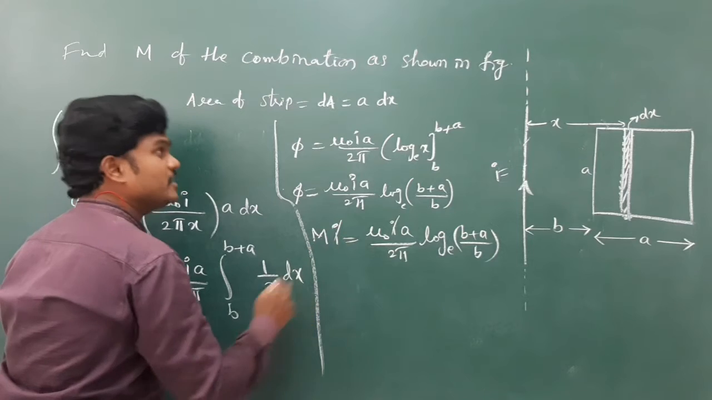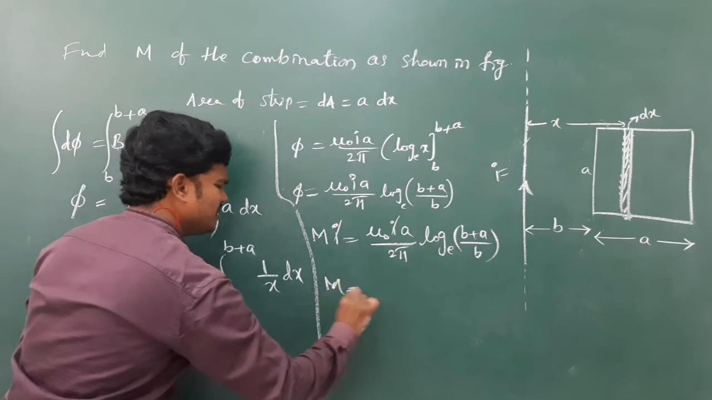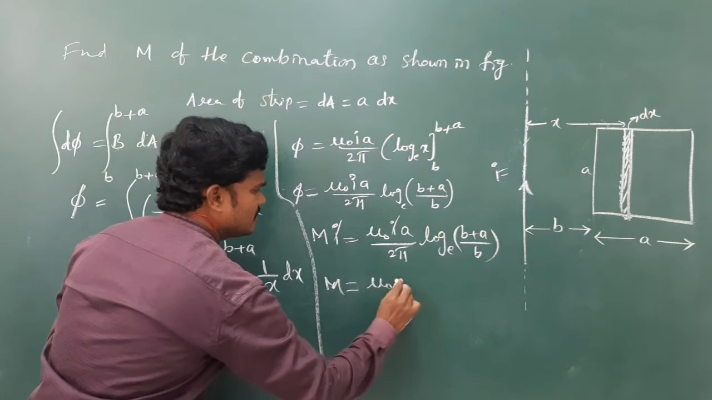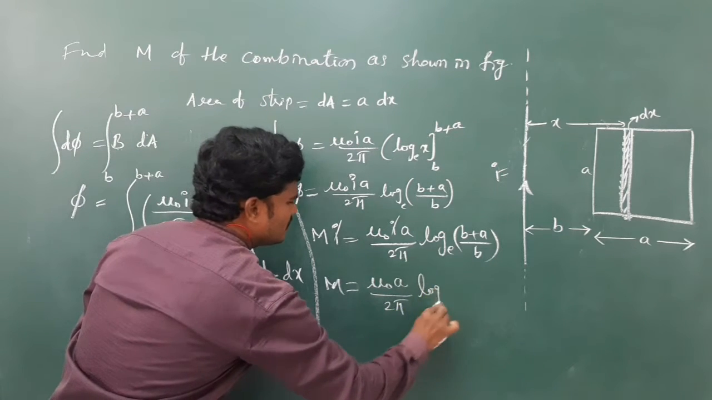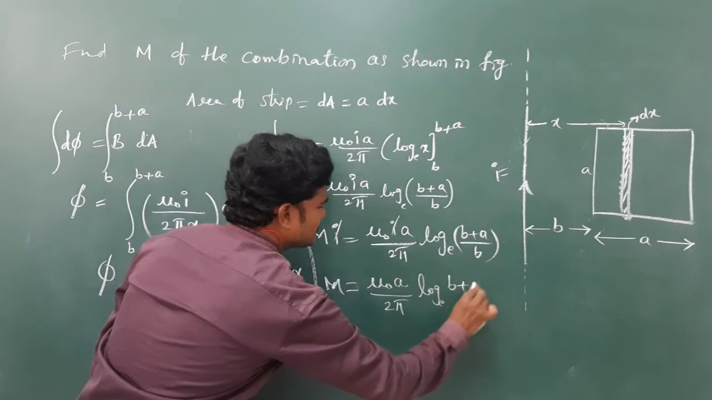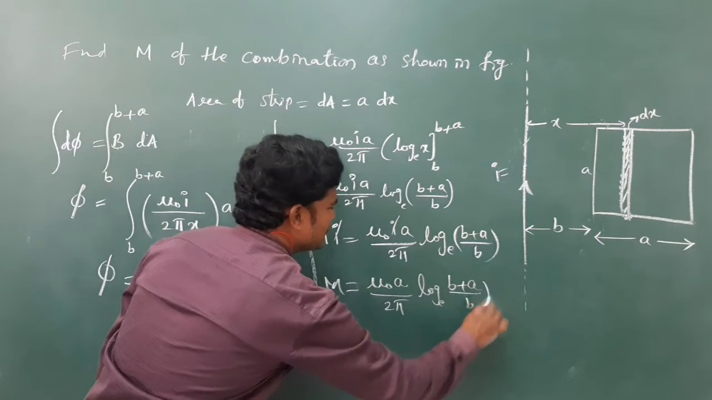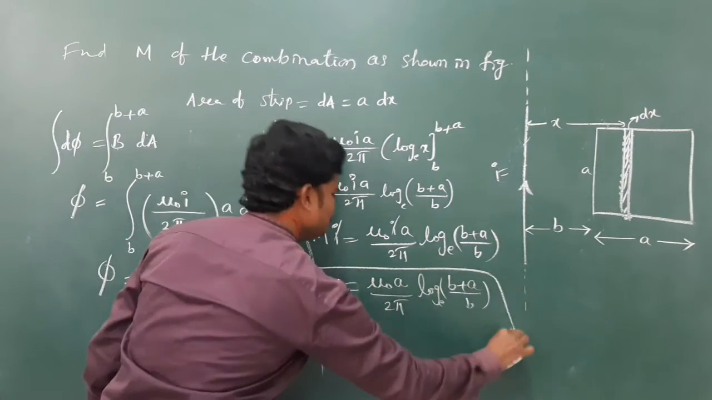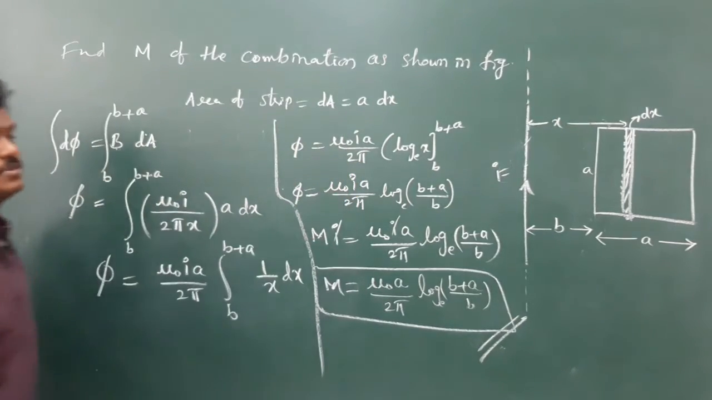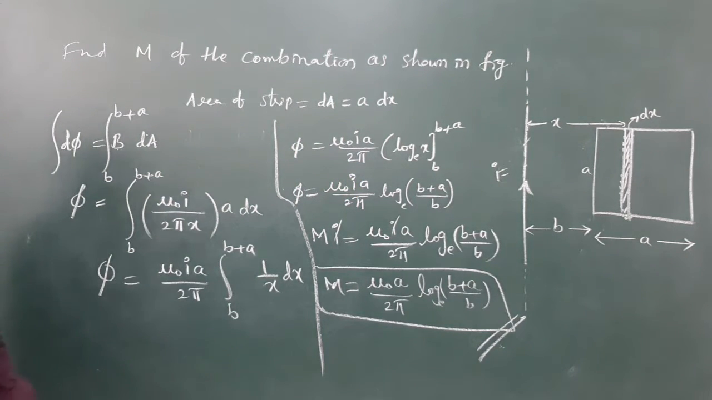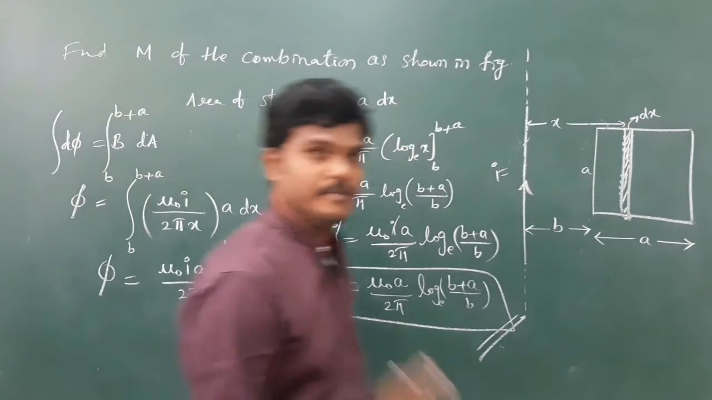So the mutual inductance of the combination is mu naught A by 2 pi log B plus A by B. So this is the mutual inductance of the combination of these two. So I got mu naught A by 2 pi log B plus A by B.